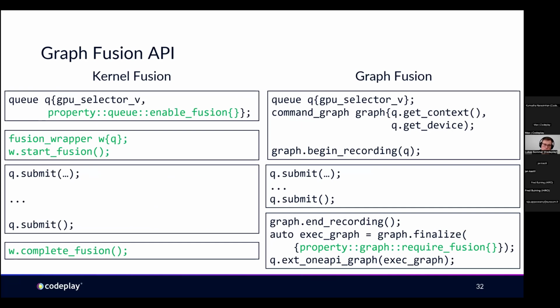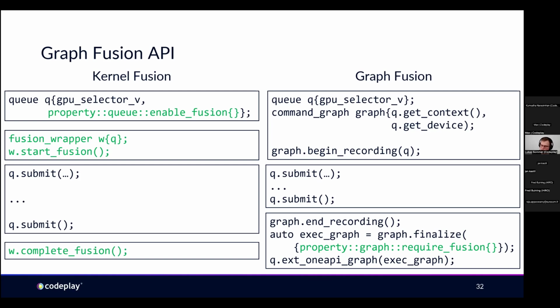So here's a quick comparison side by side. On the left side, you see the kernel fusion API that I showed you earlier. Again, we pass the property, we start the fusion, we complete the fusion, and the thing will be launched. On the right-hand side, you can see the equivalent graph API. You have a queue that's identical to the left-hand side, just we don't pass the property here for now. We create a command graph for that queue. We start the recording. We submit the same kernels that we submit on the left-hand side. We end the recording. And then we have something that's called a modifiable graph.